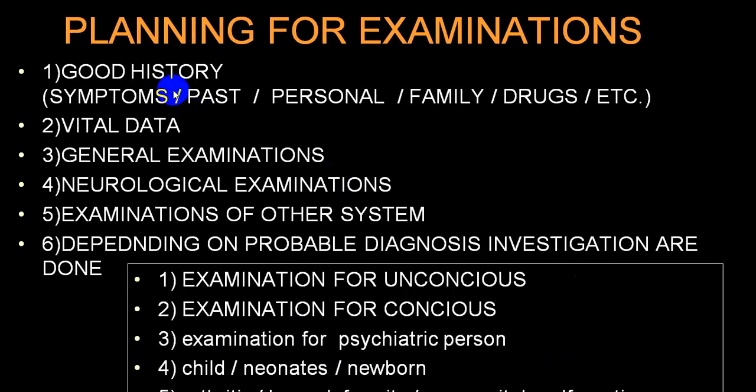So good history, which will include symptoms, past history, personal history, family history, drugs, etc. Then go for vital data, which will include pulse, blood pressure, respiration, and temperature. Then general examination, and then we follow by neurological examination. And then, if required, cardiovascular, respiratory, etc. Depending upon the probable diagnosis, you will be going for investigations.